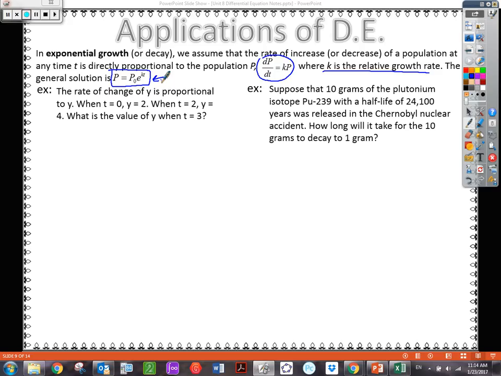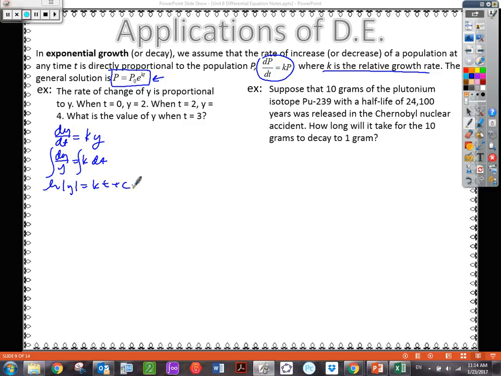So let's see. We have the rate of change of y. So the rate of change of y is proportional to y. So that's our setup for our differential equation. We're going to separate the variables. So I have dy over y equals k dt. We're going to integrate: ln absolute value y equals kt plus c.